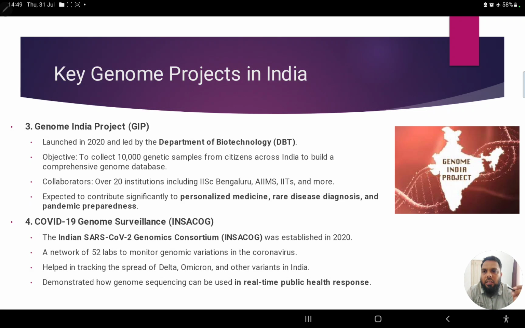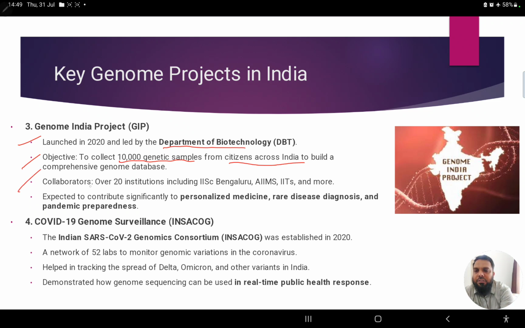Next, the Genome India project. Right? There is another project called the Genome India project. It was launched in 2020, very recently. Right? It's led by the Department of Biotechnology. What is the objective of this particular project? It is to collect 10,000 genetic samples from citizens across India. Now earlier only 1,000, now 10,000 genetic samples, to build a comprehensive genome database.